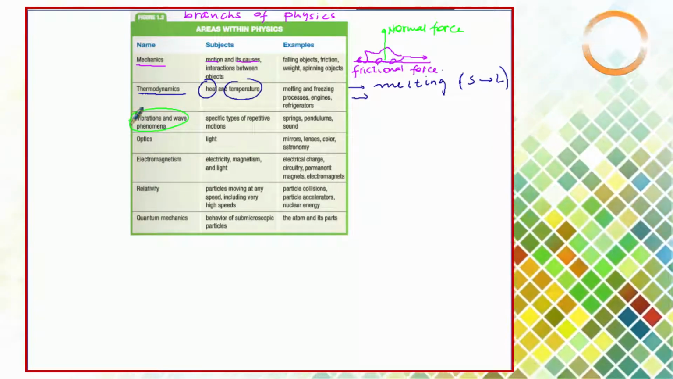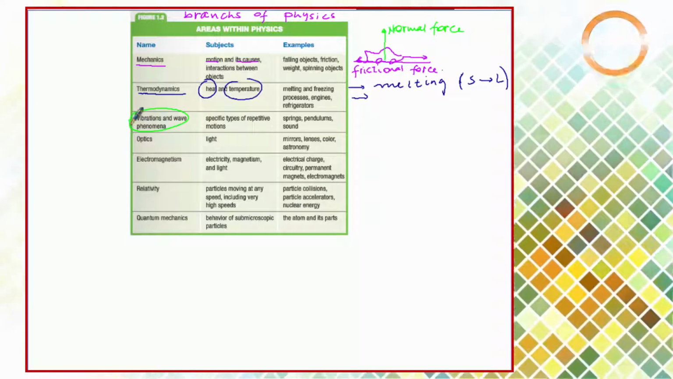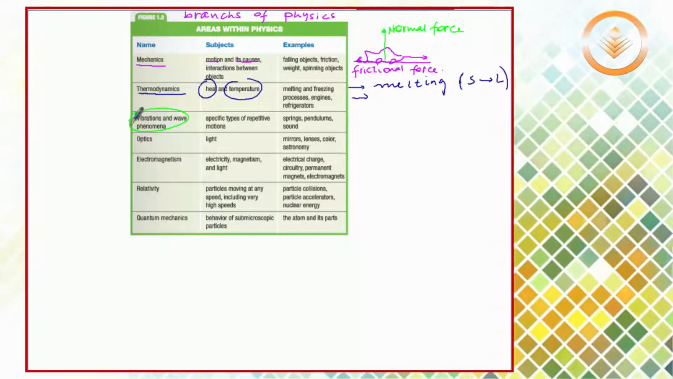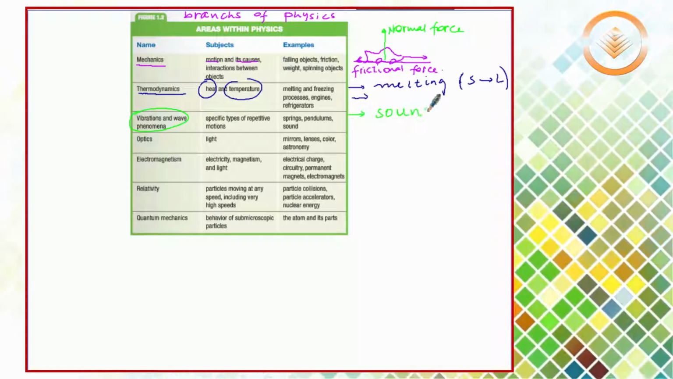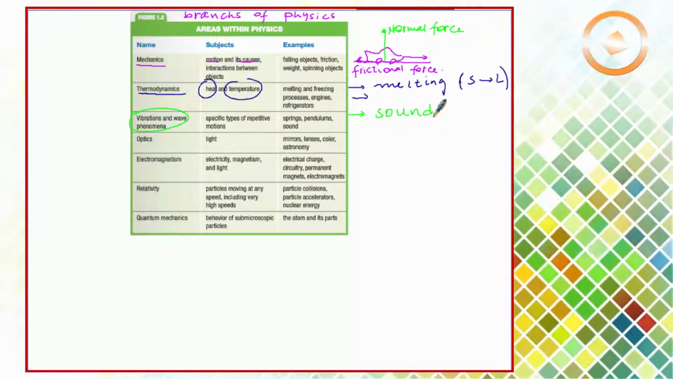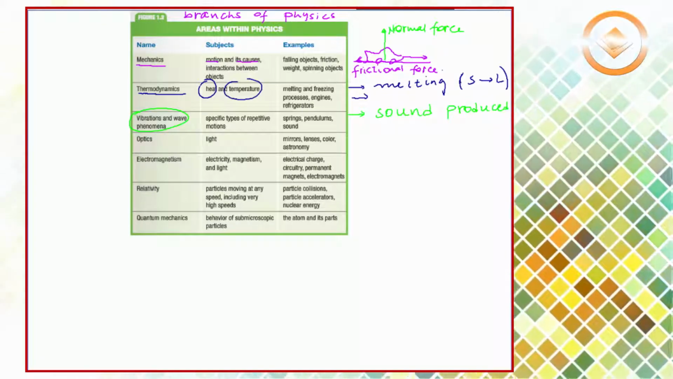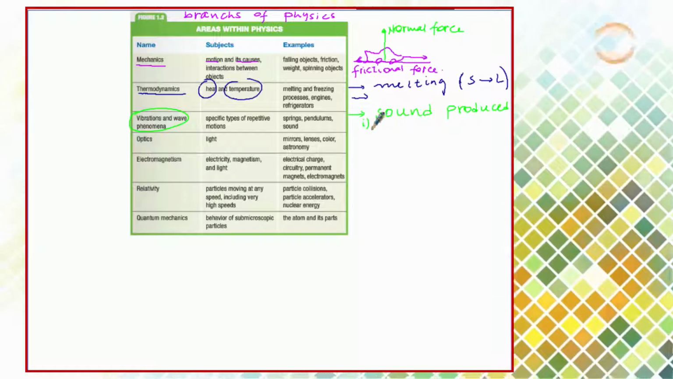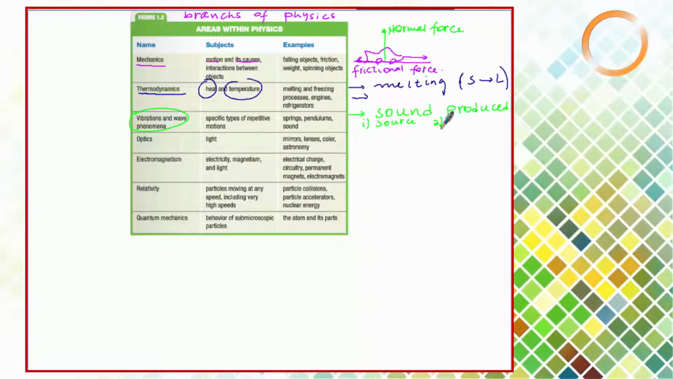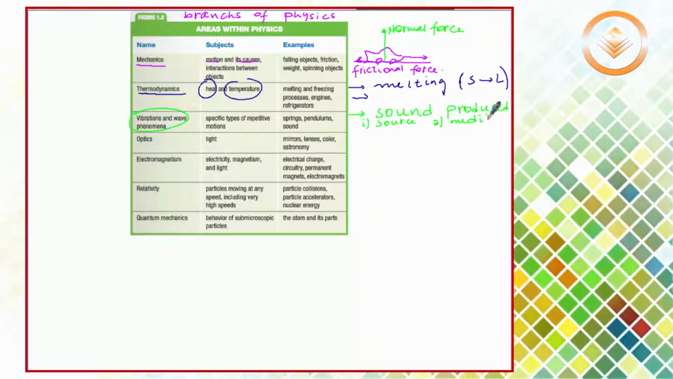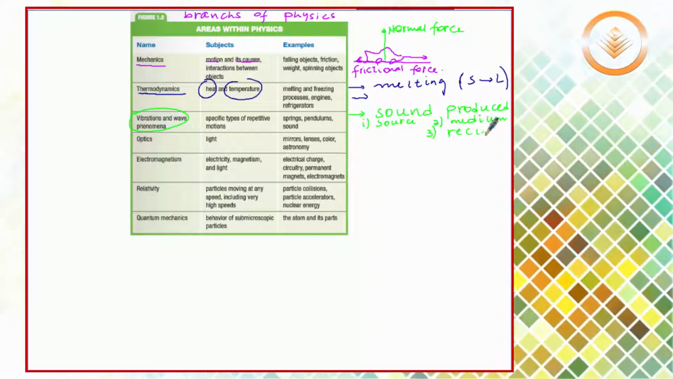The other branch of physics is vibration and wave phenomena. Under this branch, you will study how sound travels, and what the necessary conditions are for a sound to be produced. For a sound to be produced, we need three things. One is the source of sound. Second, the medium through which sound travels. And the third one is the receiver of the sound.